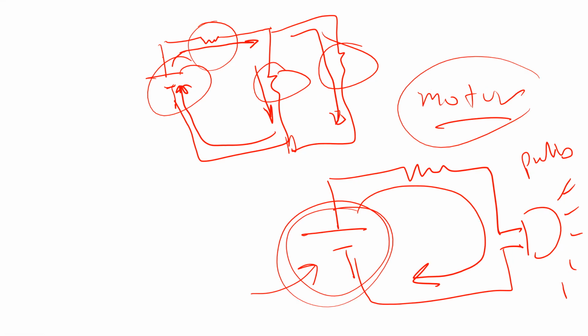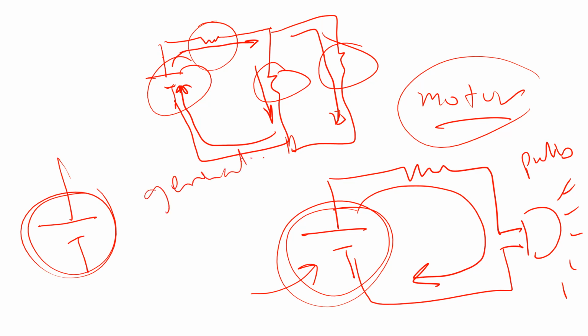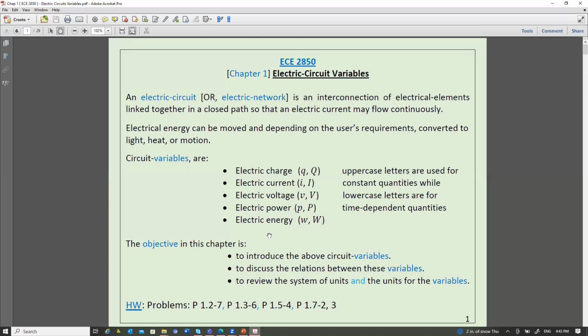In order to generate electricity, the very popular ways are either using batteries, where we generate electricity by chemical reactions, or you can use generators. In generators, you convert the mechanical energy into electrical energy. Anyway, let's go back to the slides here.